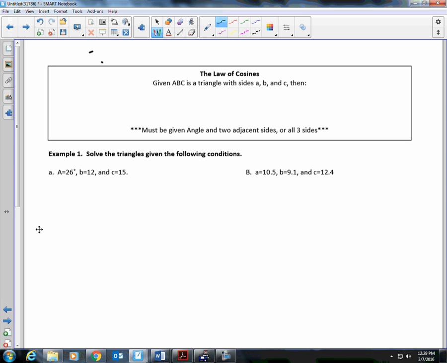Number 1, you can have c squared is equal to a squared plus b squared. Hey, that looks like what? And so the law of cosines is just the Pythagorean theorem, except we subtract something off. We subtract off 2ab cosine of c.